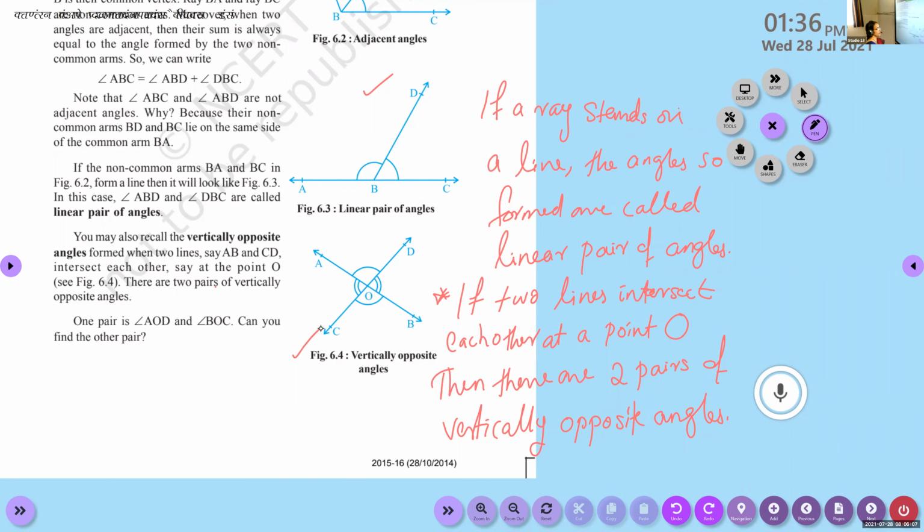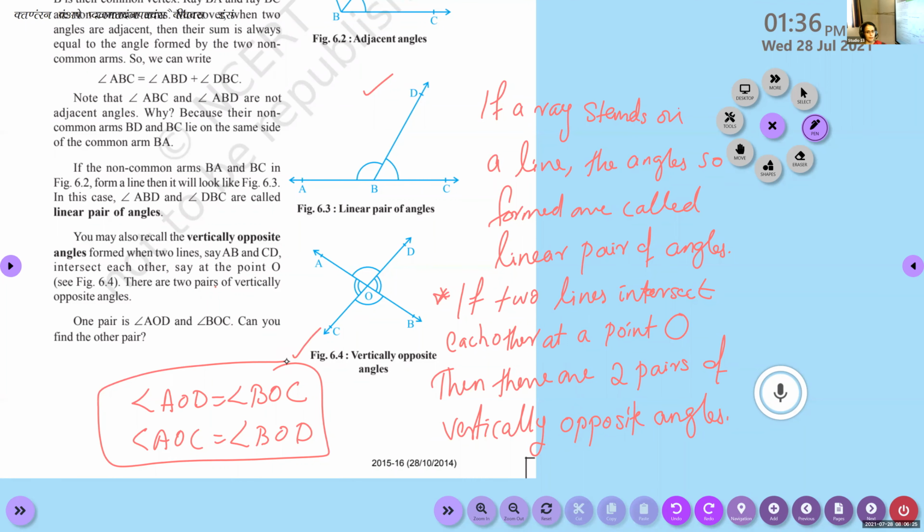Draw this figure also, vertically opposite angles. Angle AOD equal to angle BOC, angle AOC equal to angle BOD. These are the two pairs of vertically opposite angles. Angle AOD and BOC are equal. Next pair AOC and BOD are equal also.